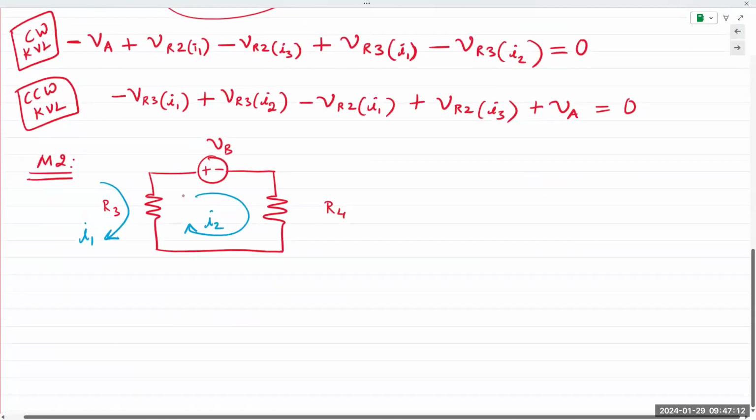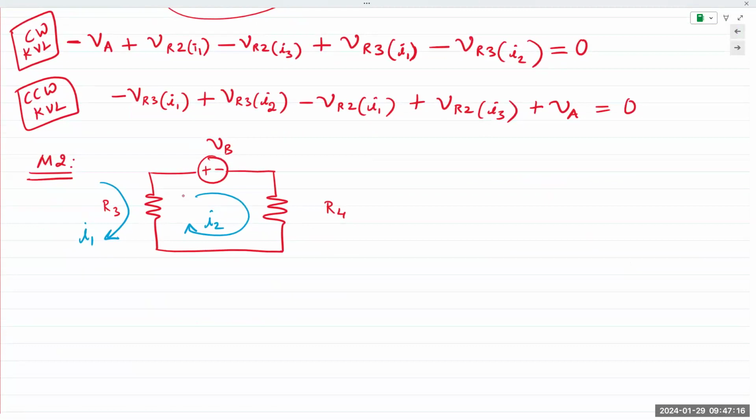So now mesh 2, I2 is the dominant current. And so I'm going to assign a polarity based off of current I2. I have plus and minus. Again, remember, point of entry is plus, point of exit is minus.